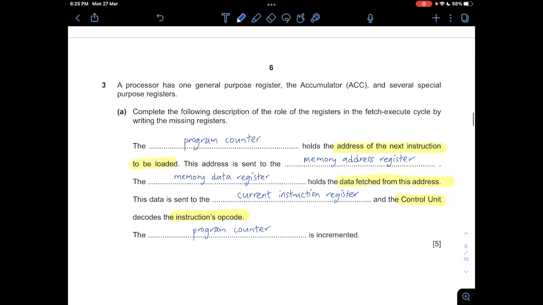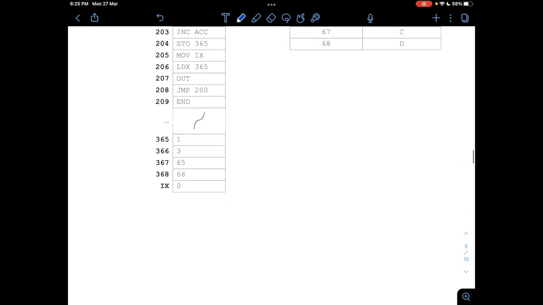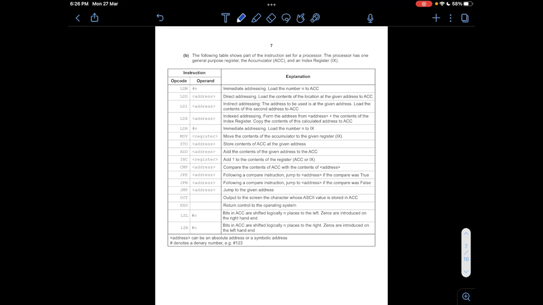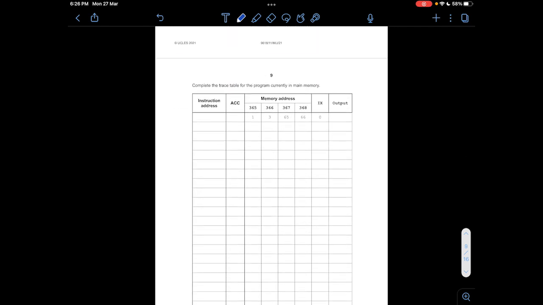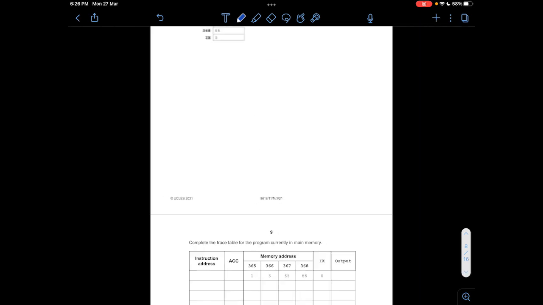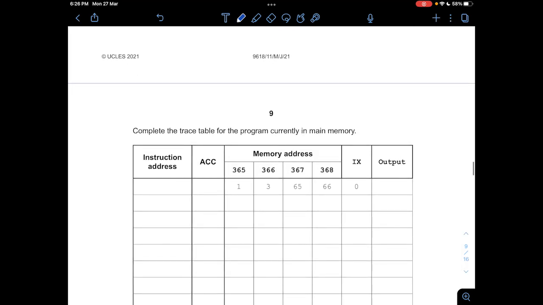All right. So now we move on to B. So here we have 2 pages. First page is the instructions and the explanations, and then the second one here would be your contents and your ASCII code. So here you need to draw a trace table. They already give you 1, 3, 6, 5, 6, 6, and 0. And then first we need to move on to the main instruction, which is 200. The first instruction here is 200, so we need to write it down at the second row.